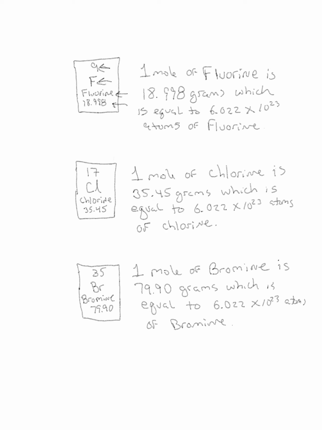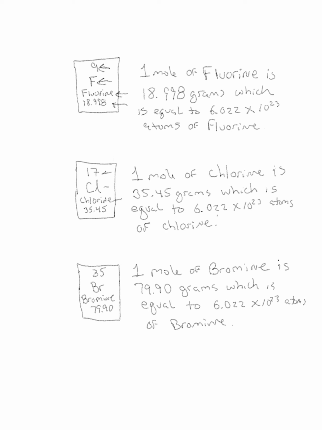Which would be 75.992 grams. I would have 4 moles of fluorine. So if you look at chlorine, which has an atomic number of 17, the symbol is Cl, right? Our name is chlorine, and the atomic mass is 35.45. 1 mole of chlorine would be 35.45 grams, which again is equal to Avogadro's number, 6.022 times 10 to the 23rd atoms of chlorine.